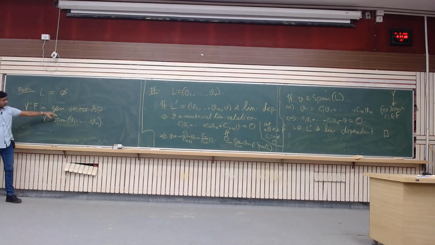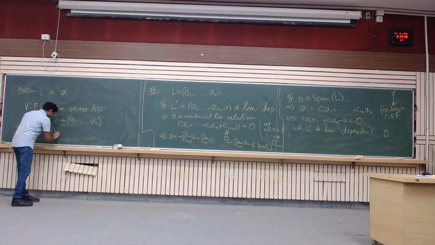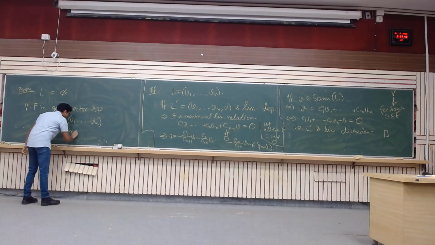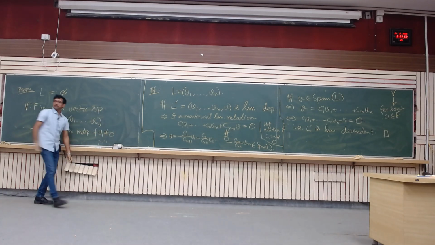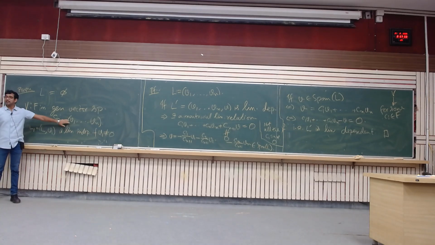What do you do? You append V1 with this L. So consider L1 as L comma V1. Is this a linearly independent set? Yes, given that V1 is not equal to 0, this is linearly independent. That was the right point, because this thing may be 0. It's a generating set, so 0 can be there. We are not claiming that this is a set of linearly independent vectors.